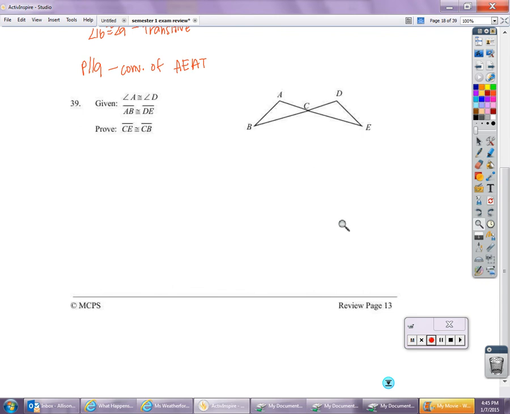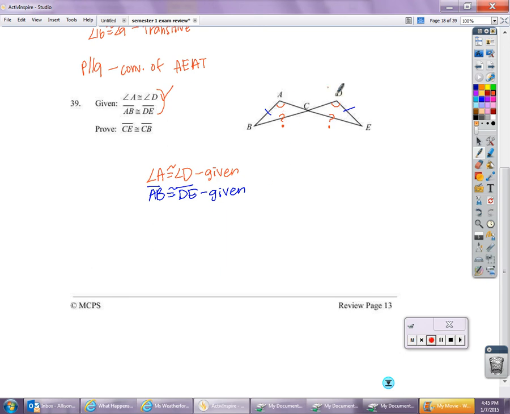Alright. Number 39, given. I love given. Make sure you draw them. So angle A, angle D. Drew it. Check. One given. Alright, next given, AB, that's a side. Side AB, side DE. Given. Alright, I'm trying to prove that CE and CB are the same. So CE is here. I'm going to put a question mark. And CB is here. I'm going to put a question mark. So I know my goal.